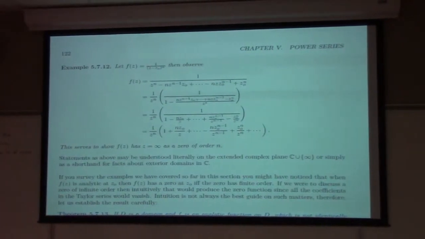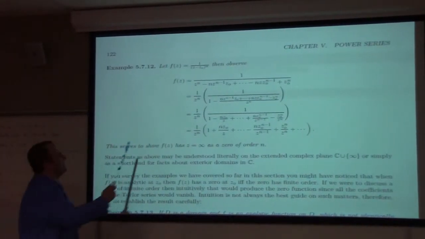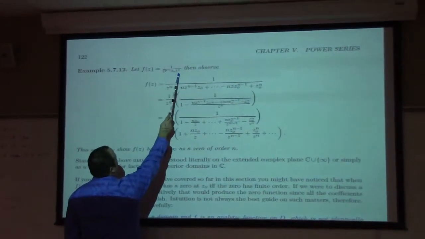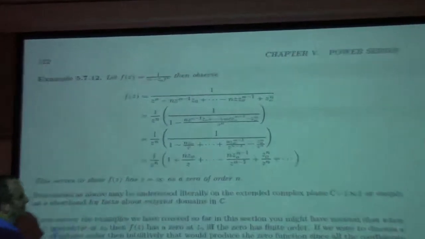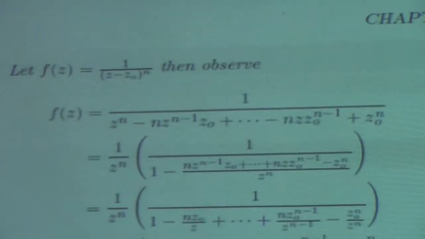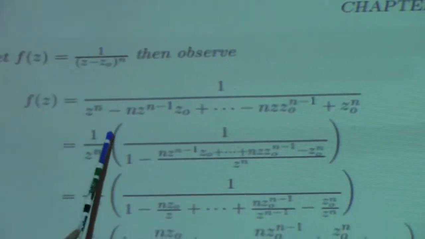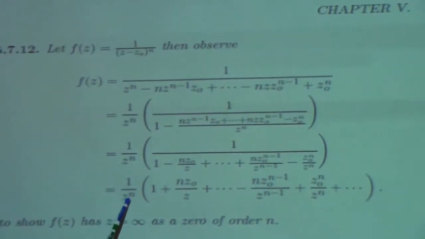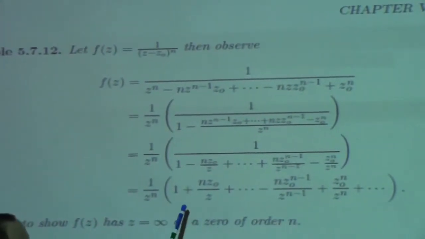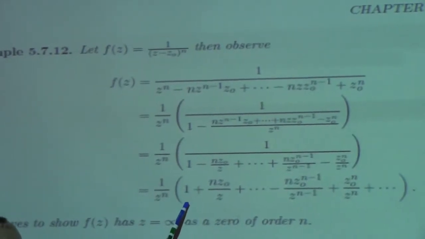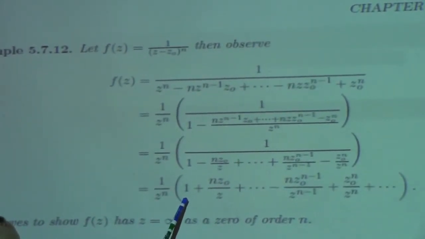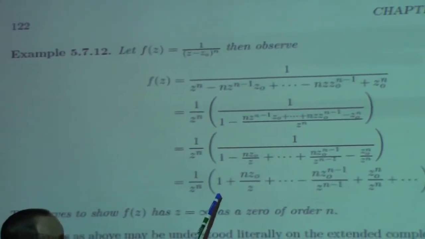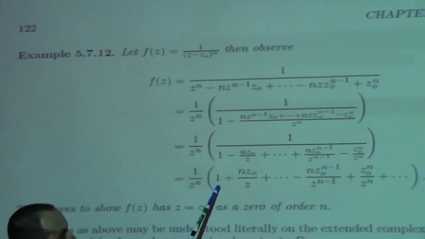There's this example. Here's the extension. So we did it for a cube. Here's z minus z naught to the n power. I got this from Gamelin. Here he shows that you can rewrite that using a sneaky little geometric series argument as 1 over z to the n times this thing, right? So this thing is analytic at infinity, and its value is 1 at infinity.